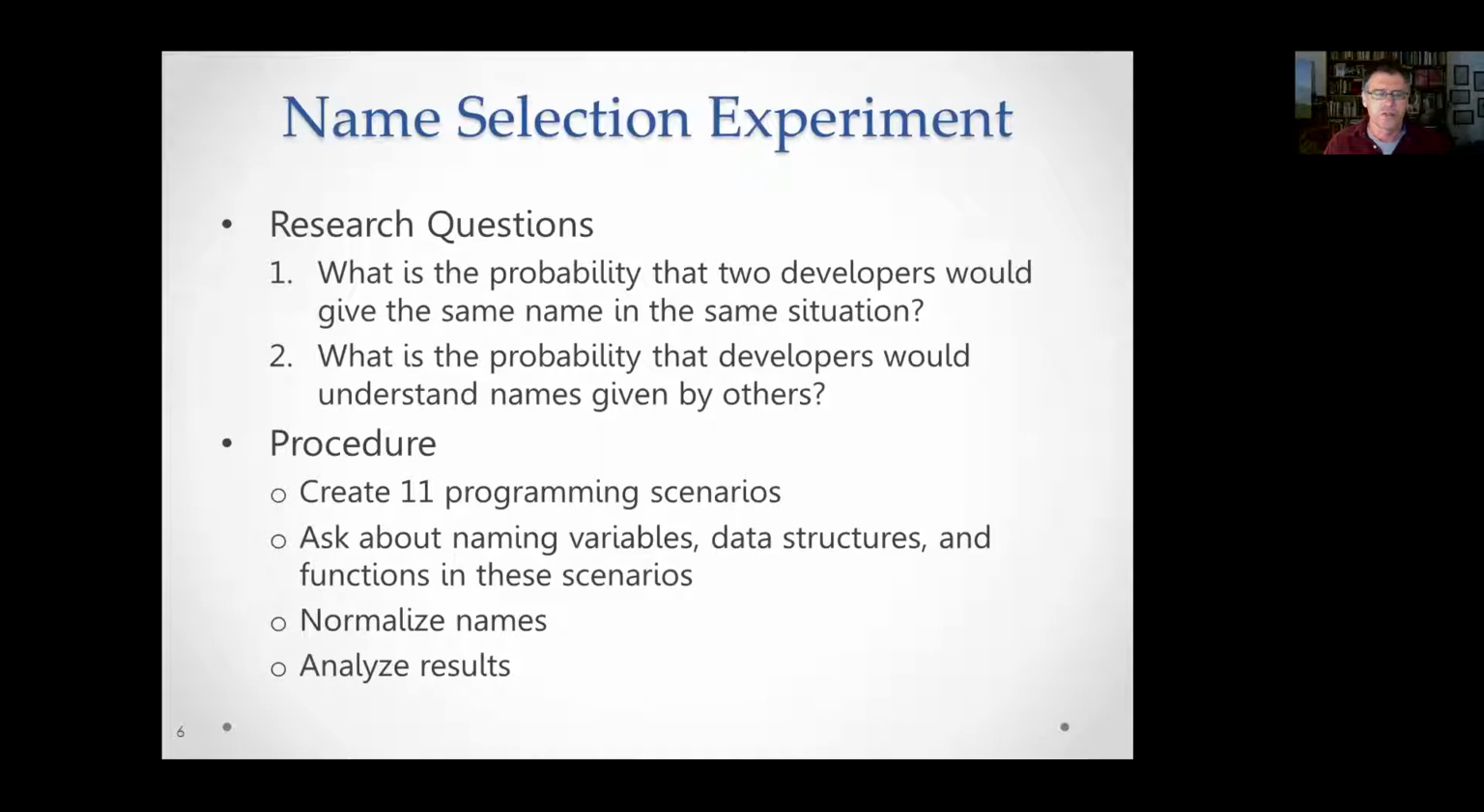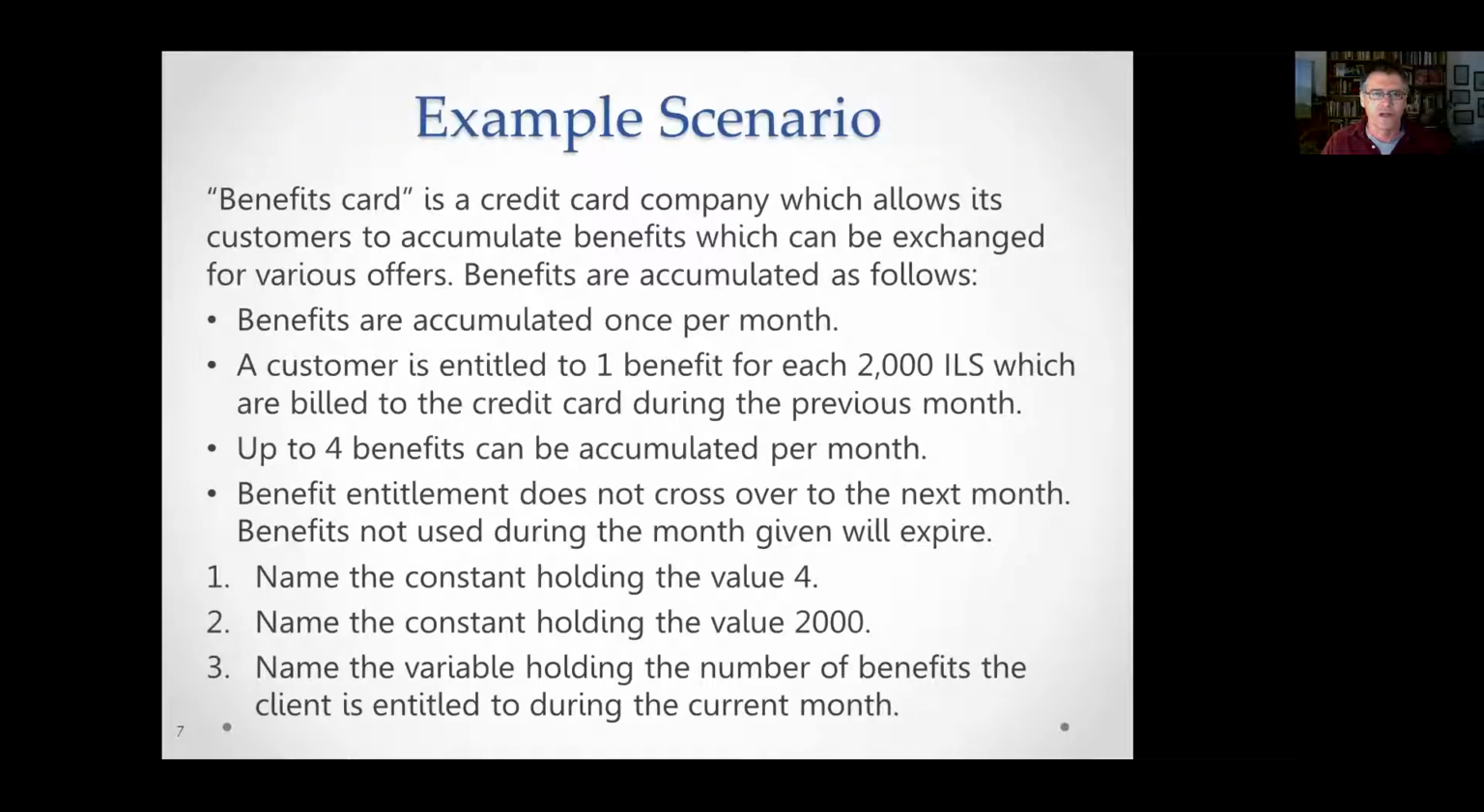This experiment reflects two research questions. One, what is the probability that two developers would give the same name in the same situation? And two, what is the probability that developers would understand names given by others? In this presentation, I'll focus only on the first question. The procedure we followed is to create 11 programming scenarios and then ask about naming variables, data structures, and functions in these scenarios. We then normalize the names and analyze the results.